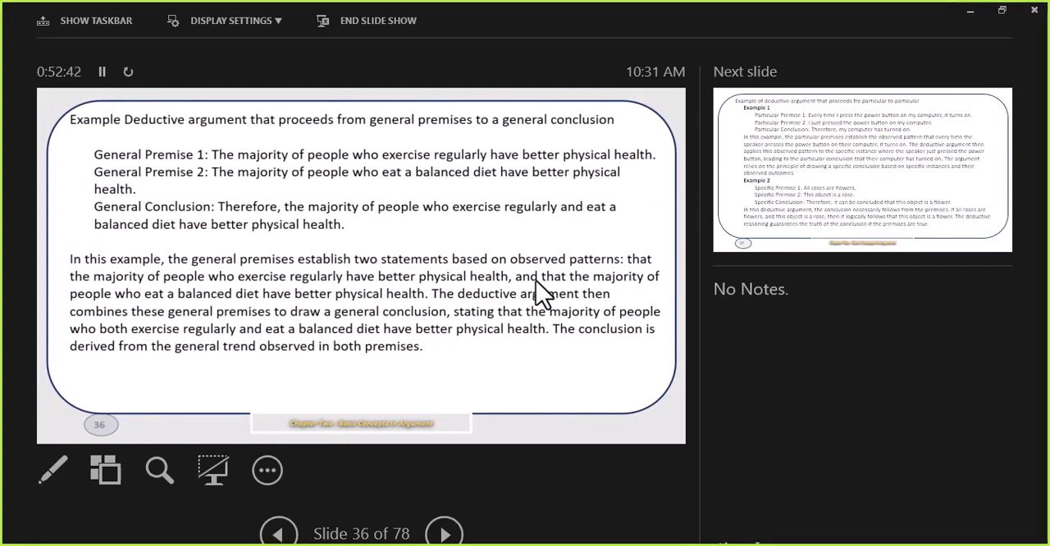The same thing is true for a deductive argument that proceeds from general premise to a general conclusion. The majority of people who exercise regularly have better physical health. It is what? General statement. The majority of people who eat a balanced diet have better physical health. It's a general statement. Therefore, the majority of people who exercise regularly and eat a balanced diet have better physical health. It's a deductive argument that proceeds from general to general.